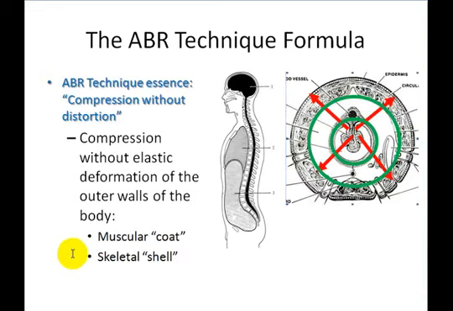The essence of the ABR technique is both straightforward and counterintuitive at the same time. So compression without distortion. What does it mean? Distortion would actually refer to the elastic deformation of the outer walls of the body. So we are looking for the compression without elastic deformation of the outer walls, such as the combined muscular coat and combined skeletal shell.